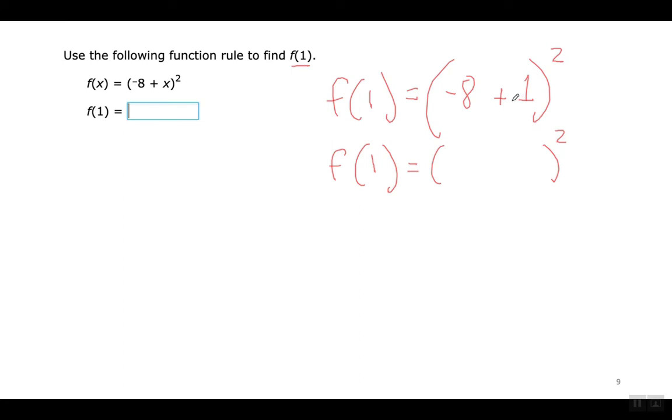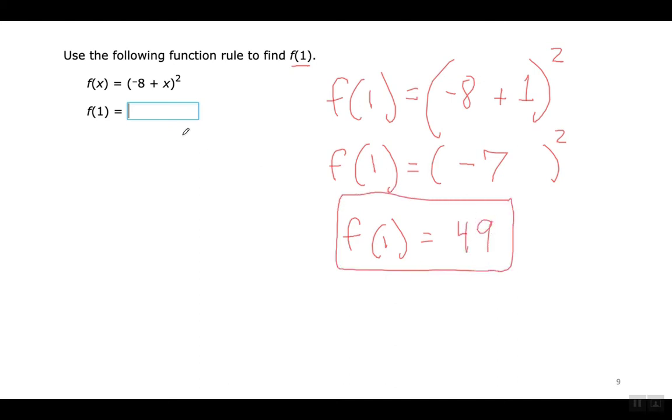So I got to do this first. Negative 8 plus 1 is negative 7. Okay, now I can do the exponent. Negative 7 times negative 7 is positive 49.